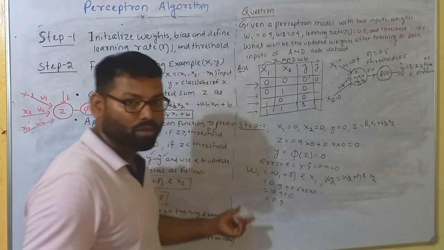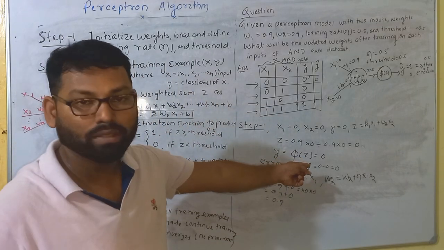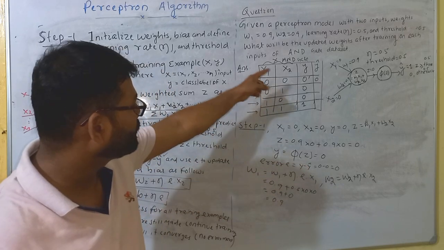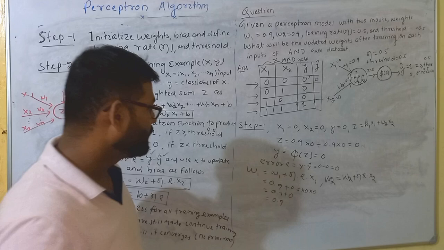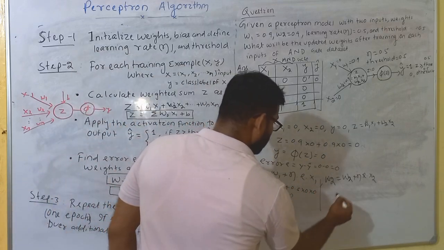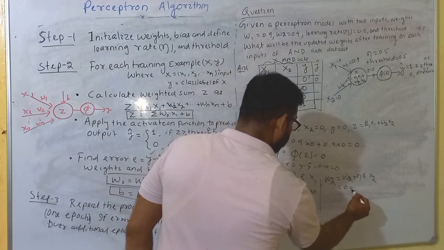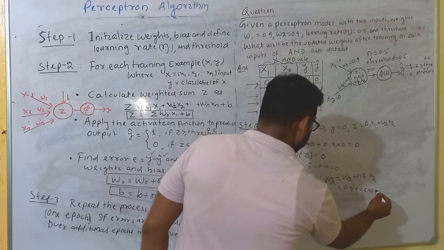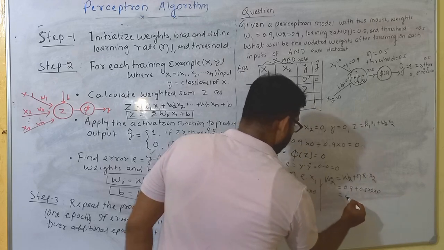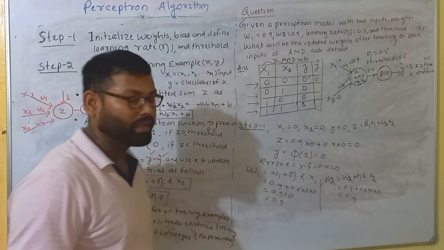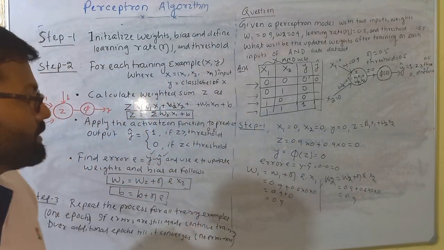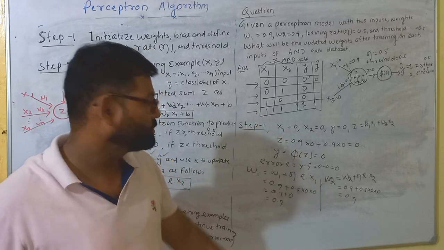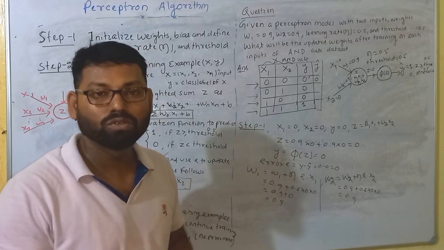So that's why there is no need to update the weight if the error is equal to 0. The weight was 0.9 before, and now it is also 0.9. In the same manner, for W2 you find 0.9 plus 0.5 with error equal to 0 and x2 equal to 0, so this is also 0.9. So in both cases, if the error is equal to 0, no need to update the weights. So that finishes step 1. Now let's go to step 2.